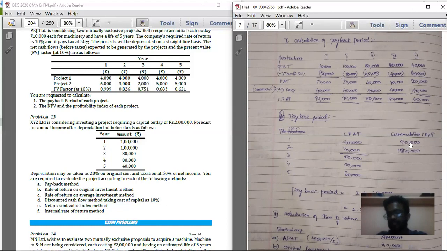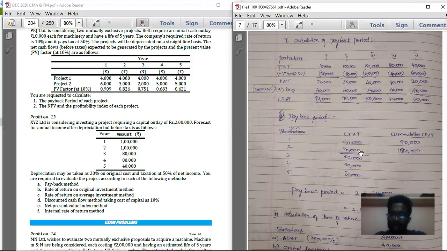Record 90,000. Second year, this first year cumulative CFAT plus second year CFAT, you will get second year cumulative CFAT. So 90,000 plus 90,000, you are getting 1,80,000. In respect of second year, record 1,80,000. Next for third year cumulative CFAT, how much? 1,80,000, that is second year cumulative CFAT, plus 80,000, that is third year CFAT. You are getting 2,60,000. So that 2,60,000 is exceeding 2 lakh rupees.